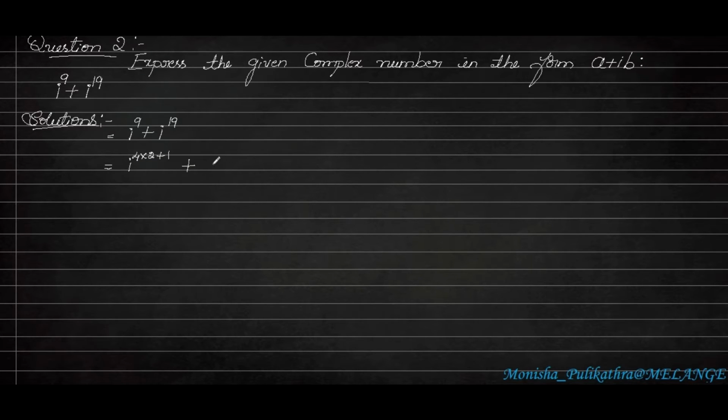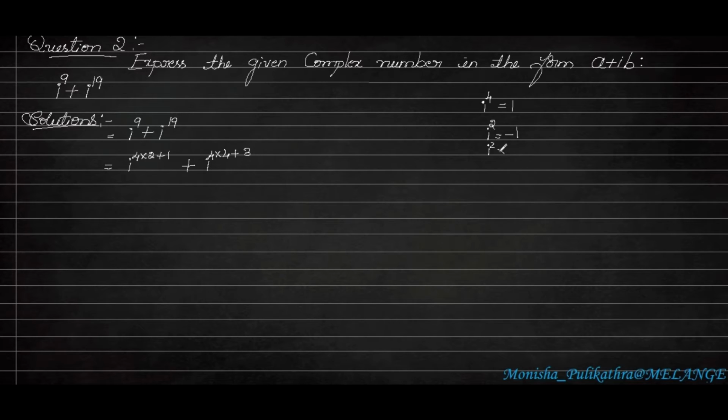Plus here 19 is there. So here 4 4s are 16. So 4 4s are 16 plus 3 is 19. Okay. So why we are taking 4 means every fourth power of i is equal to 1. So how did it come? We know that i square is equal to minus 1. So we know the value of i square, right? i square is equal to minus 1.